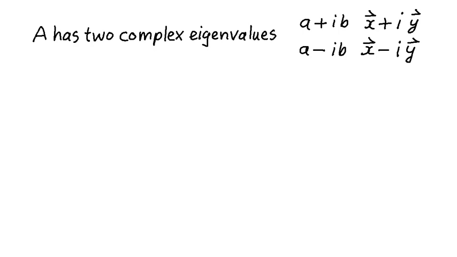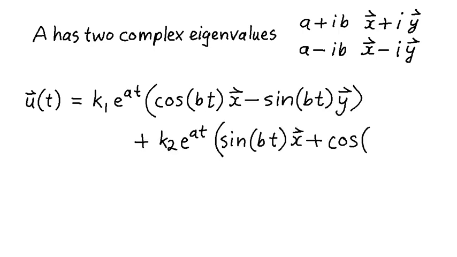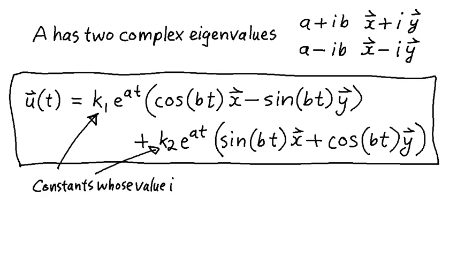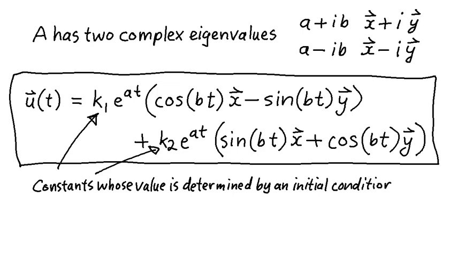I'm going to the trouble of writing these eigenvalues and eigenvectors out like this because their pieces matter when it comes to stating a formula for the solution to our system of differential equations. Without further ado, that formula is this. Here, k1 and k2 are constants whose value is determined by a given initial condition. Let's now put this formula to work for us in an example.